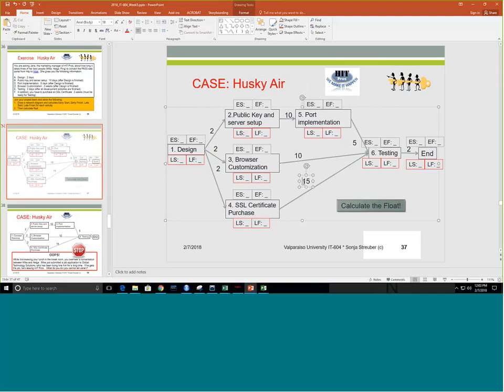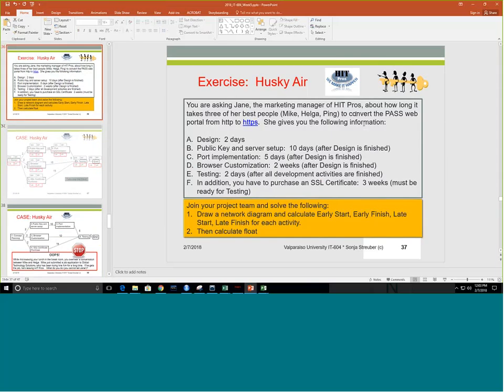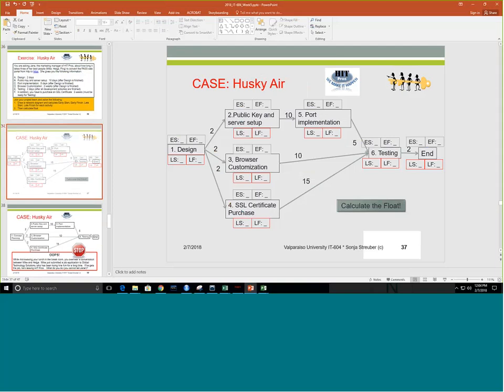SSL certificate purchase would be 15 days. We know that port implementation is dependent on the public key and server setup, and that testing has to come afterwards. So all of these activities have to converge in testing. All of that we get from here. And then we have the 2 days that the testing takes to the end.